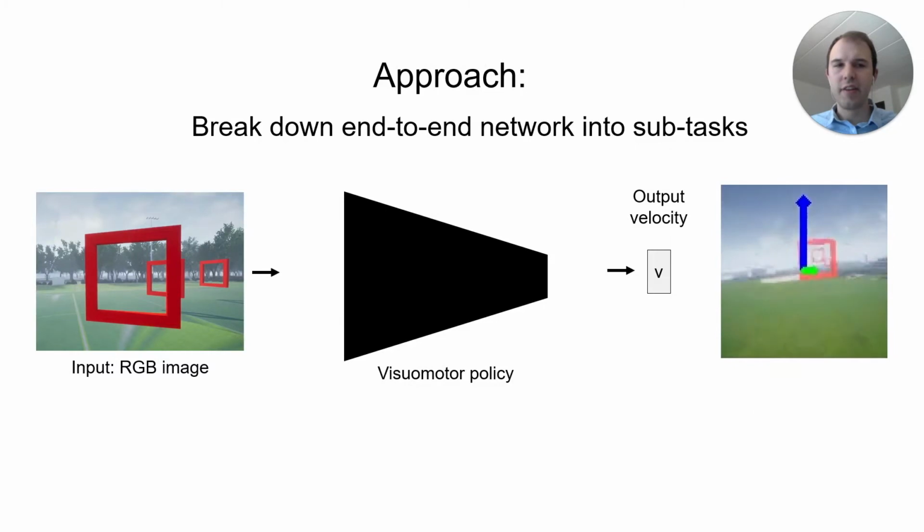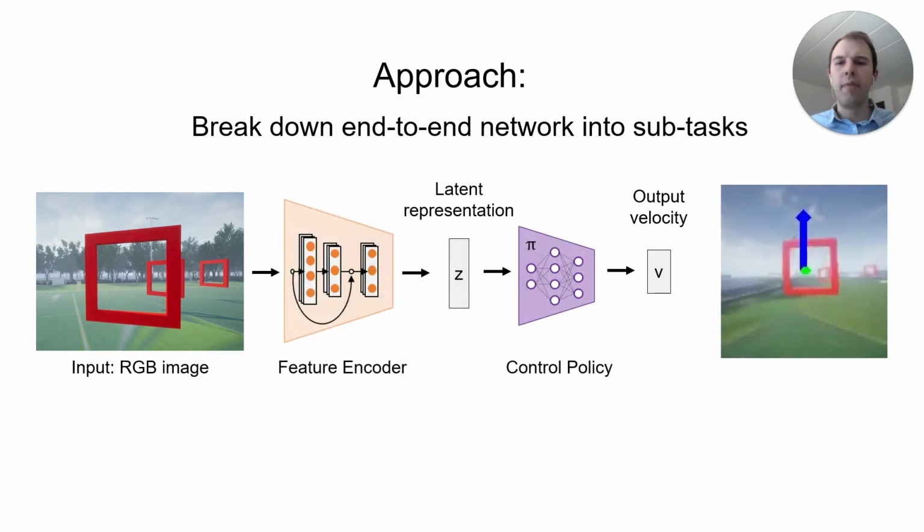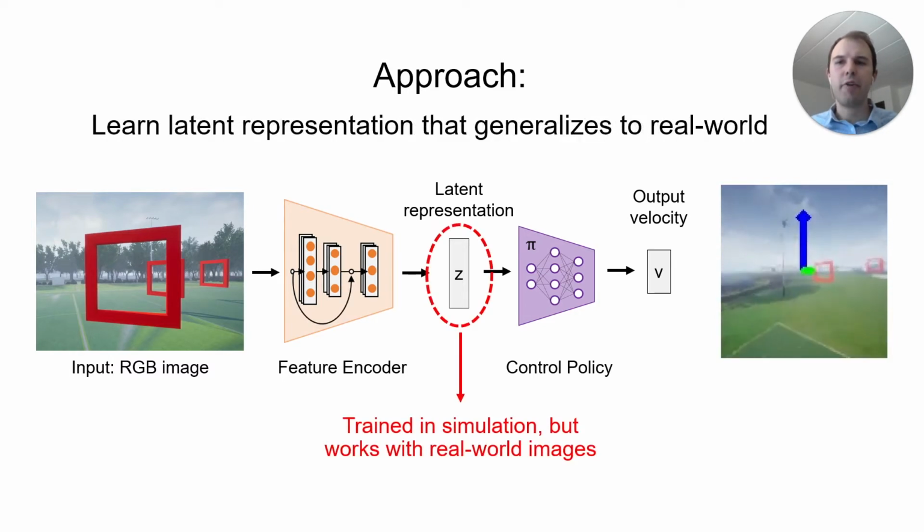Our approach, however, is a little bit different. Instead of treating the visuomotor policy as a black box between the image input and the velocity output for the drone, we actually break it down into a few components. First, we have a feature encoder, which compresses the input image into a latent state representation, and then we have a control policy that maps this representation into a velocity output. And something very important is that we enforce this latent representation to be trained only on simulation, but we make sure that it also generalizes to real-world data.